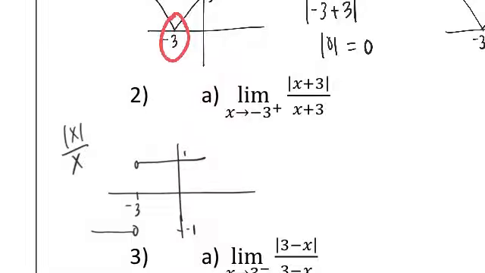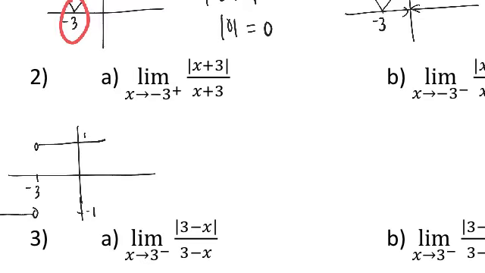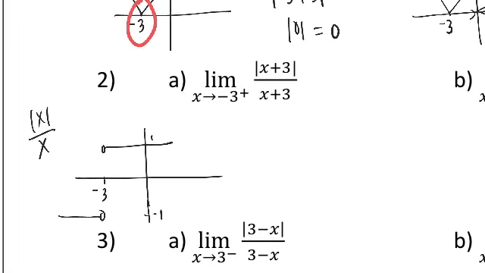Okay, now this one, if you do direct substitution, you're going to get into a problem. You cannot put in negative 3 because you'll get a 0 in the denominator, right? But you can think of this graphically, or you can realize that the function can be rewritten as 1 for x greater than negative 3 and negative 1 for x less than negative 3.